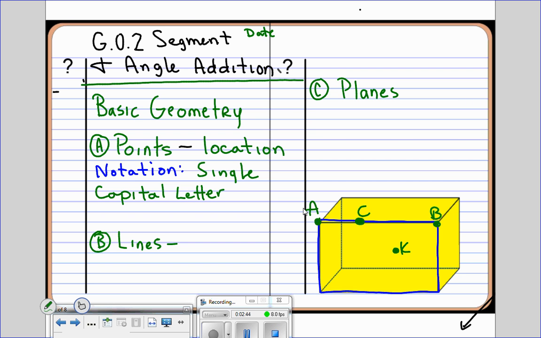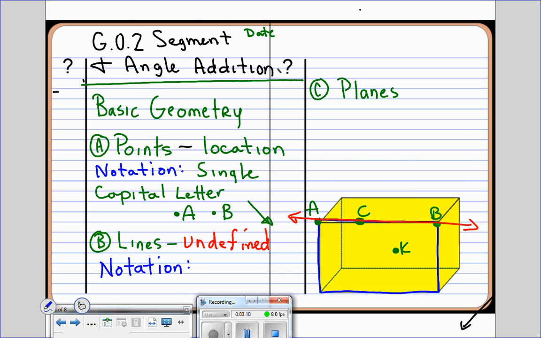So here are my points. When I go to write, if I want to refer to point A, the notation I would use is a dot and then a letter next to it. That's point A. This is point B, this thing right over here. Single letter, capital. That's all you need to know. So what's a line?